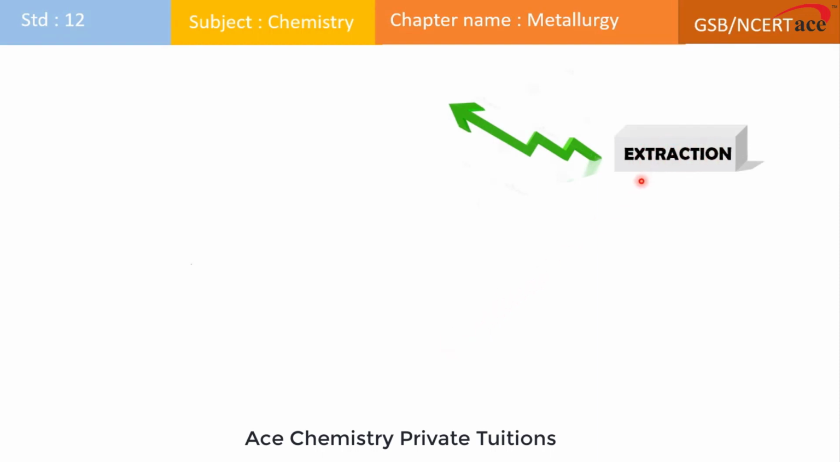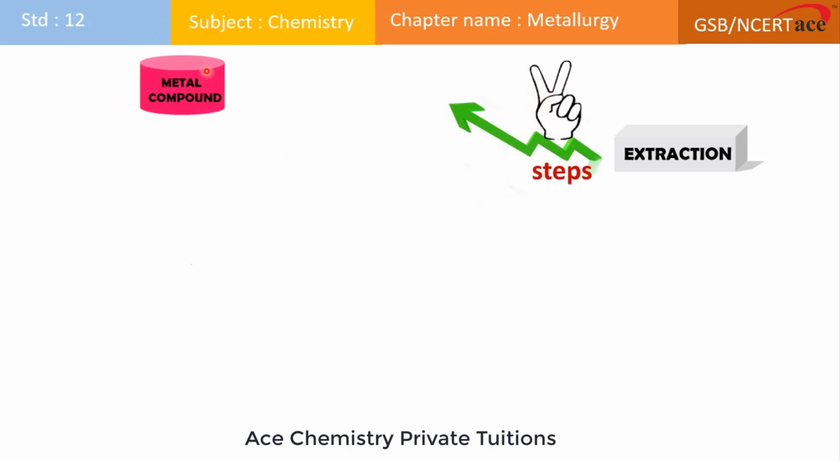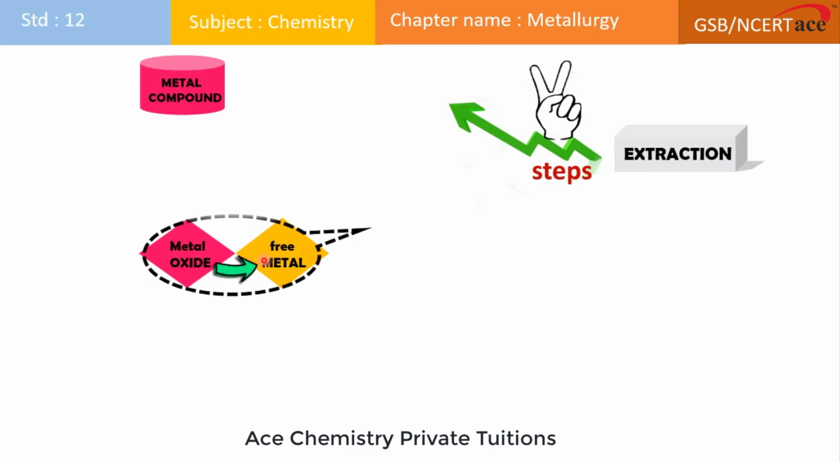Extraction consists of two steps, and in both steps we are converting the metal compound present in the concentrated ore. First, this metal compound is converted to what? Metal oxide. But we don't want metal oxide, student. We actually want free metal. So we have to remove this oxide part. Removal of oxygen will lead to the formation of free metals.